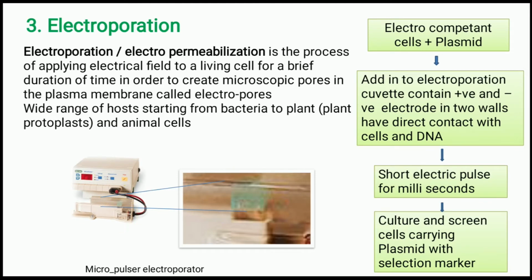It has two electrode surfaces on two walls and we have to take our competent cells and mix with recombinant DNA. When we add it inside the cuvette, it is directly in touch with the two electrodes, and the electrodes are connected to positive and negative power supply. When we switch on the power system, it will give a short pulse of electric current. It will efficiently make the pores and the recombinant DNA enters inside the host cell.